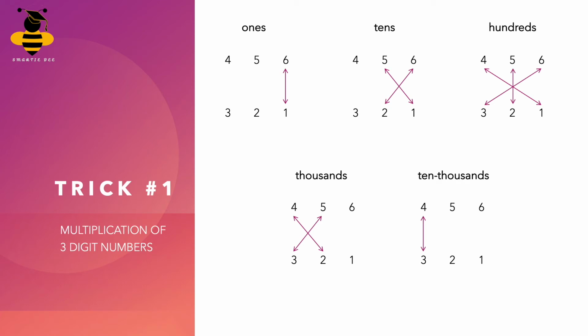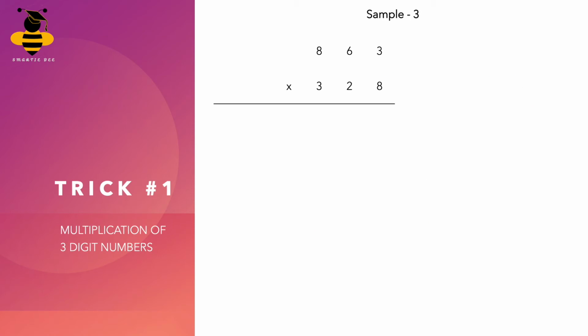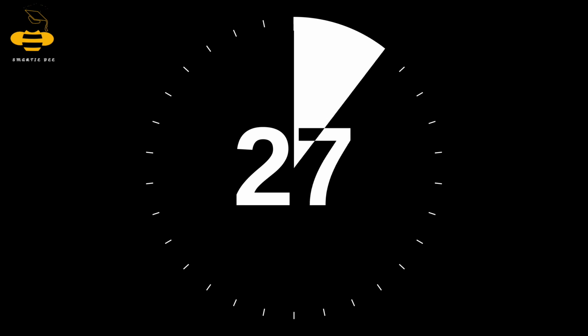So you can save a lot of time if you remember these tricks and you can get the answer as quickly as possible. Now, I have a small homework for you. Actually, not a homework, but we'll try to solve it right here. I'll give you 30 seconds to find the answer for 863 multiplied by 328. So your time starts now.